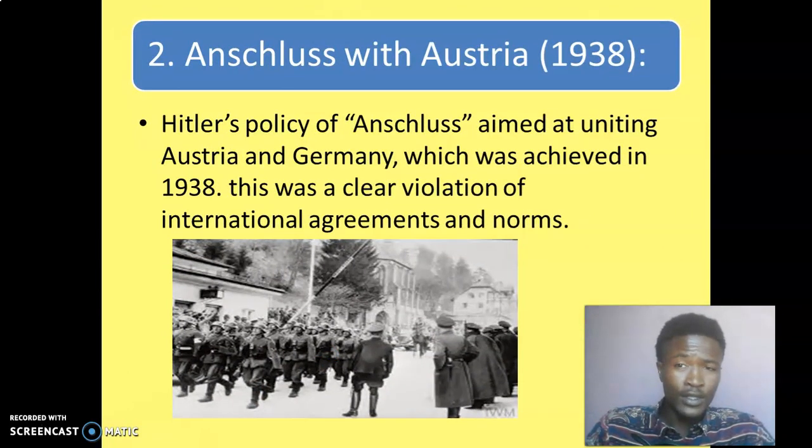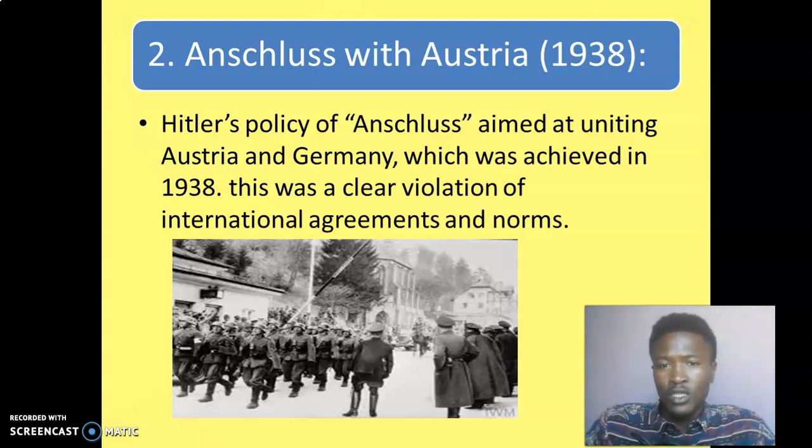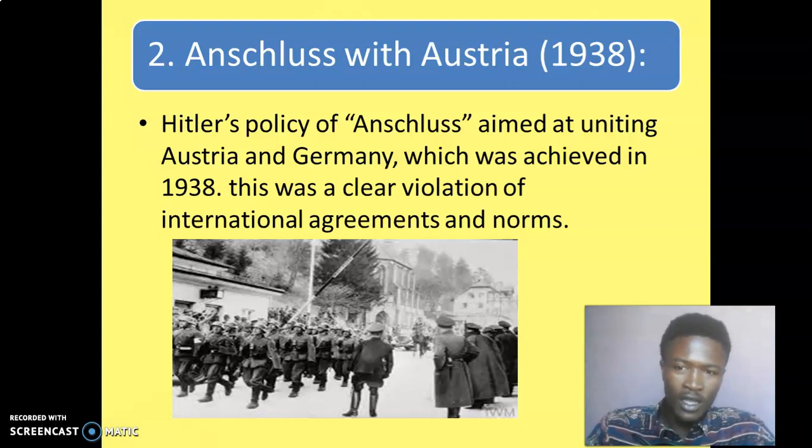We have the second policy, which was Anschluss with Austria, 1938. Remember, in the terms of the Treaty of Versailles, the treaty forbade unification with Austria, or in other words, Germany was not allowed to unify with Austria. But in Austria, there were German-speaking people. You follow? So they are saying that Hitler's policy of Anschluss aimed at uniting Austria and Germany, which was achieved in 1938.